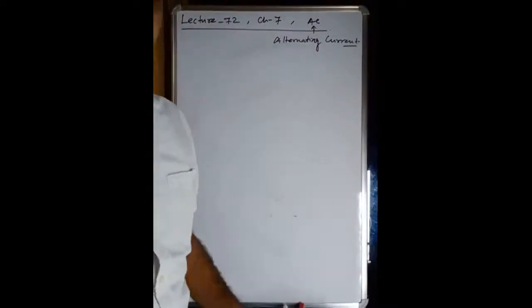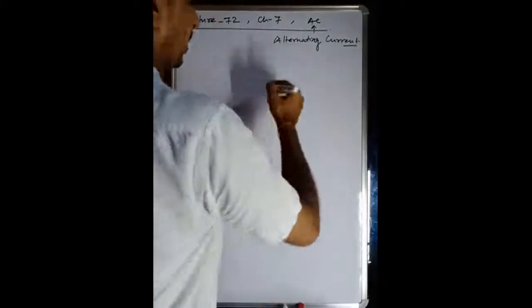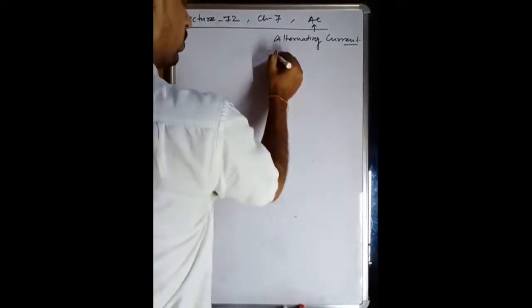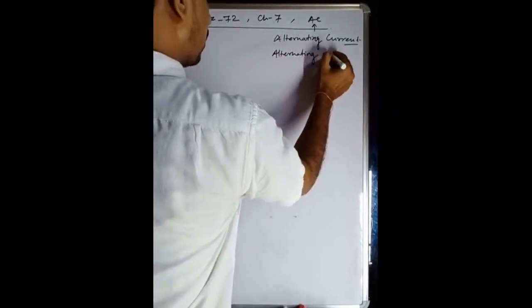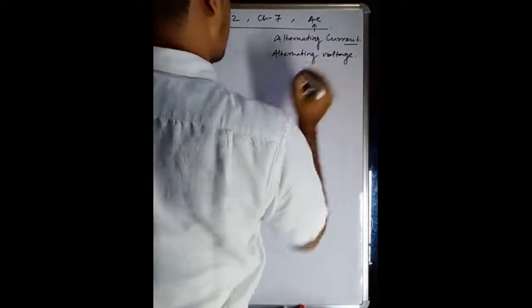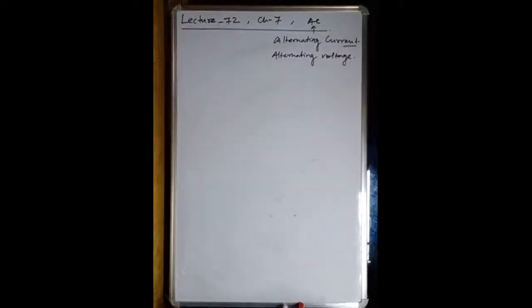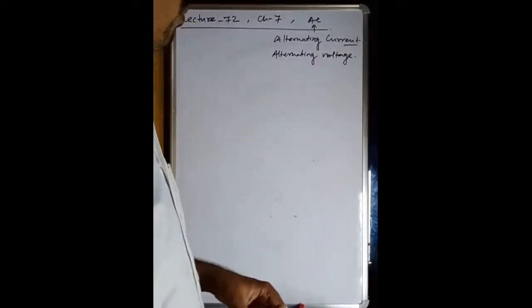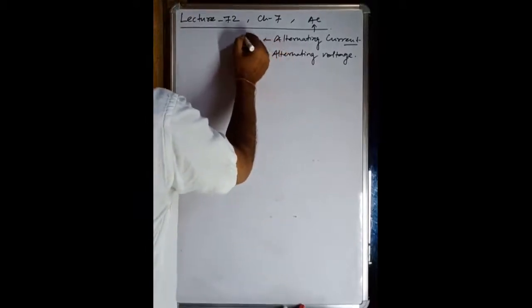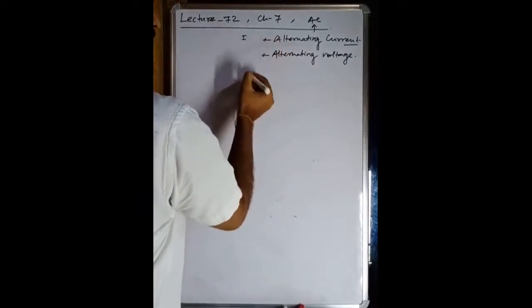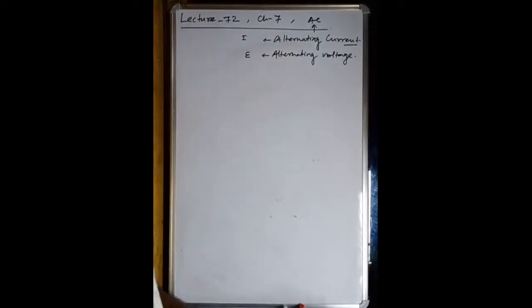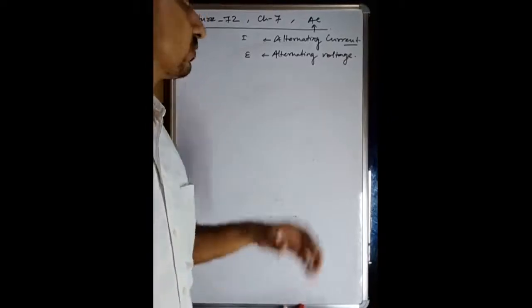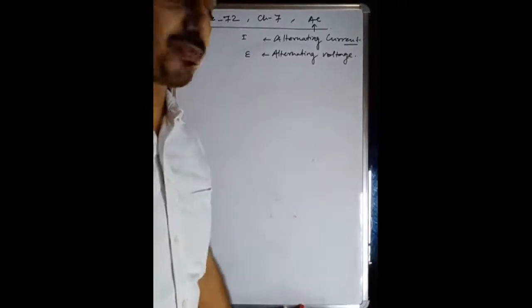My dear students, in this entire chapter we will study two things: alternating current and alternating voltage. We will represent the alternating current by I and the alternating voltage by E. Those two things we will study. We will study the different forms of this alternating current and voltage in this chapter.